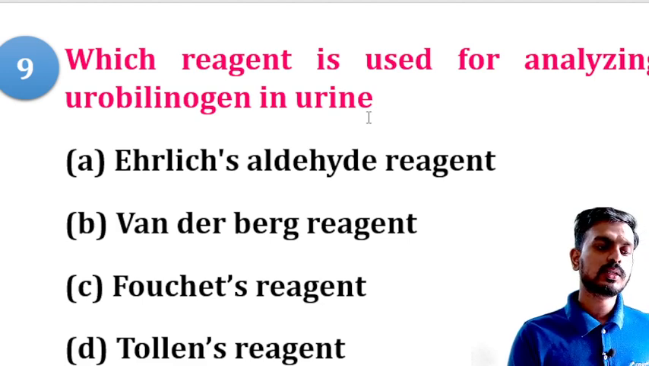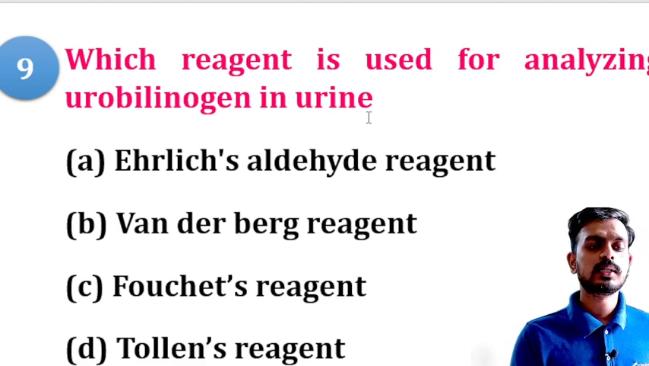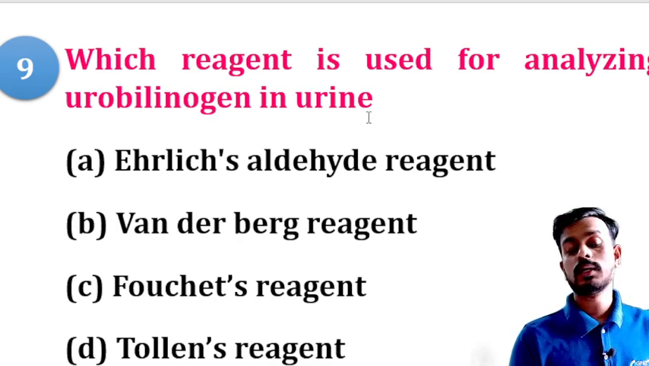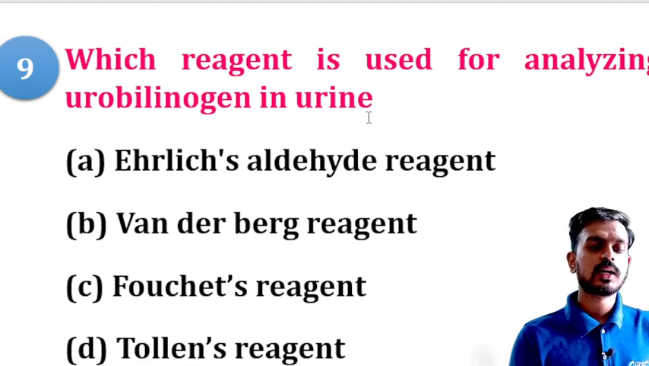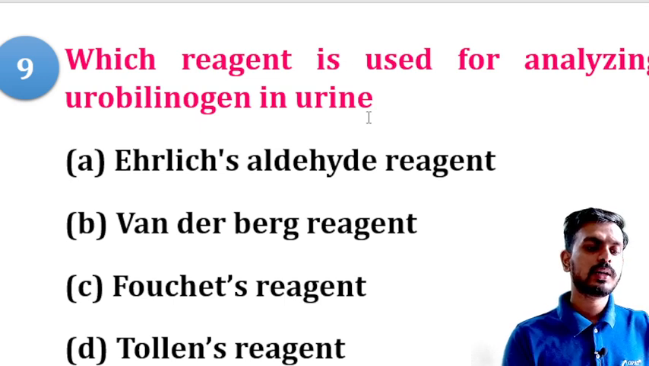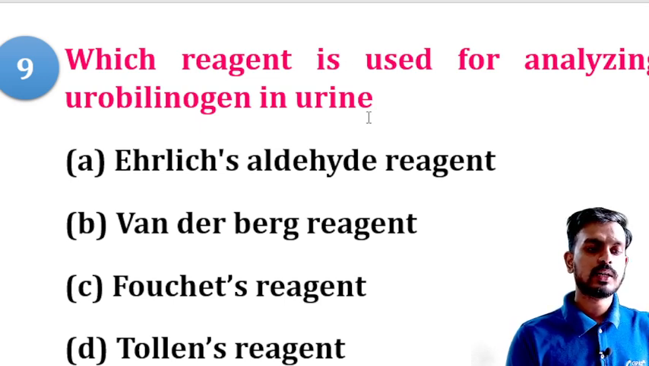Next question: which reagent is used for analyzing urobilinogen in urine? Ehrlich's aldehyde reagent, Vandenberg reagent, Fouchet's reagent, or Tollens reagent? Basically, Ehrlich's aldehyde reagent is used.